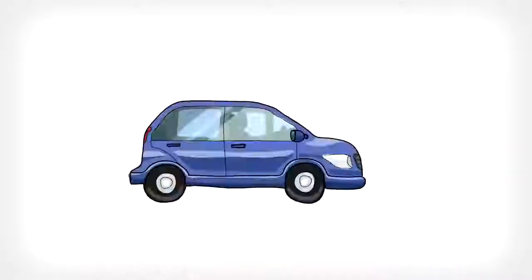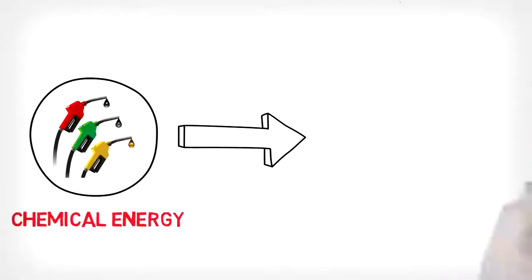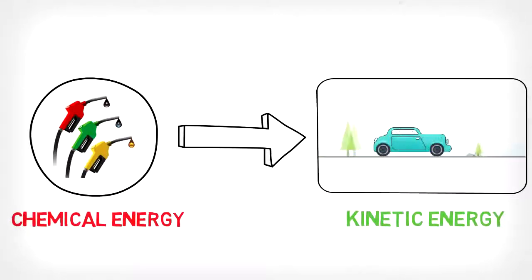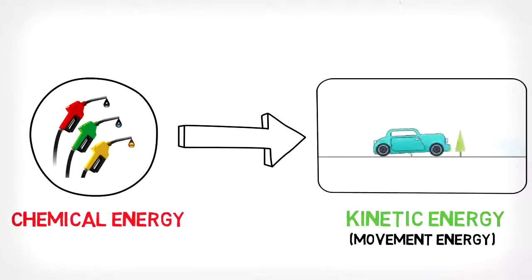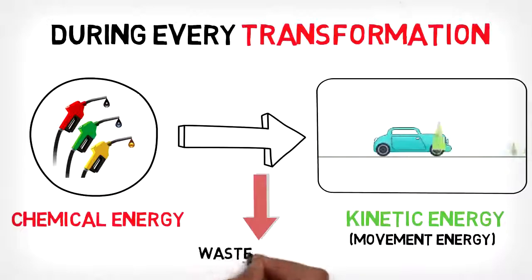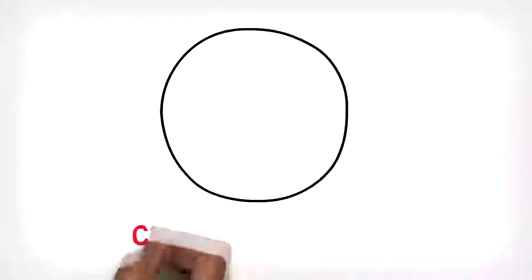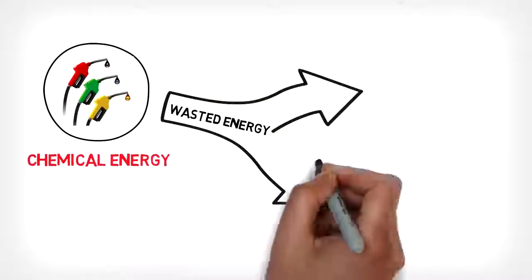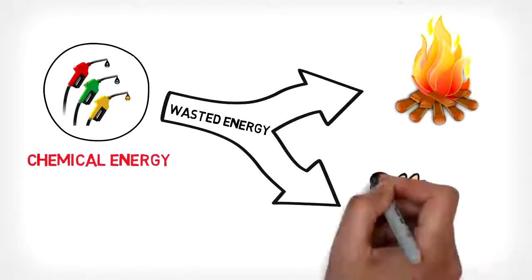If we, for example, take a look at a car, we can see that a car engine transforms chemical energy, which is stored in the fuel, into kinetic energy. You need to know that during every transformation, a small amount of energy is always transformed into unwanted forms. This is called wasted energy. If we look back at the car again, a huge amount of the chemical energy that is stored in the fuel will be transformed into wasted energy, such as heat and sound.